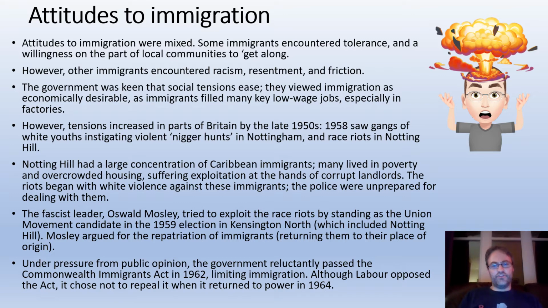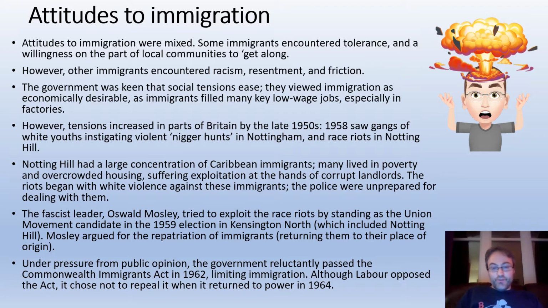There's a lot of corrupt landlords in the area, housing is overcrowded, and these immigrants in many cases are simply exploited by these landlords. We end up with race riots in Notting Hill, and this is caused by white rioters at first being violent against the immigrants, and some of the immigrants fight back. There's violence on both sides, but nevertheless, it's clear where this has begun. The police are taken off guard, taken by surprise, and they struggle to contain these riots. So there's real concern at government level about the impact that immigration is having on social tensions.